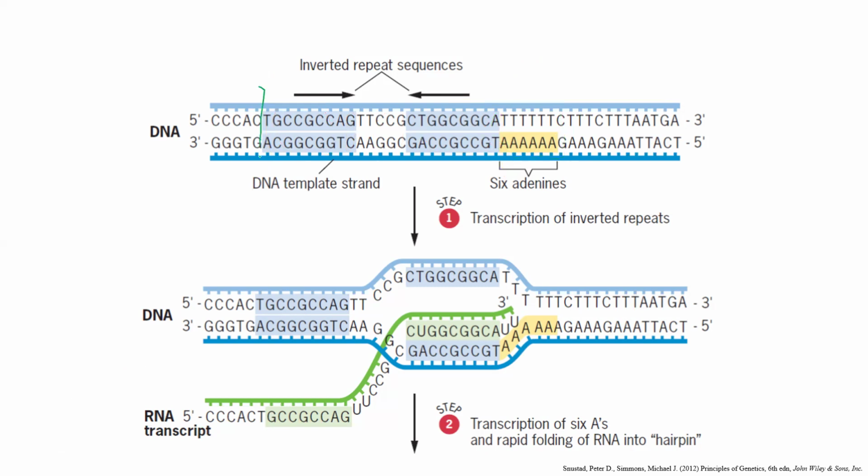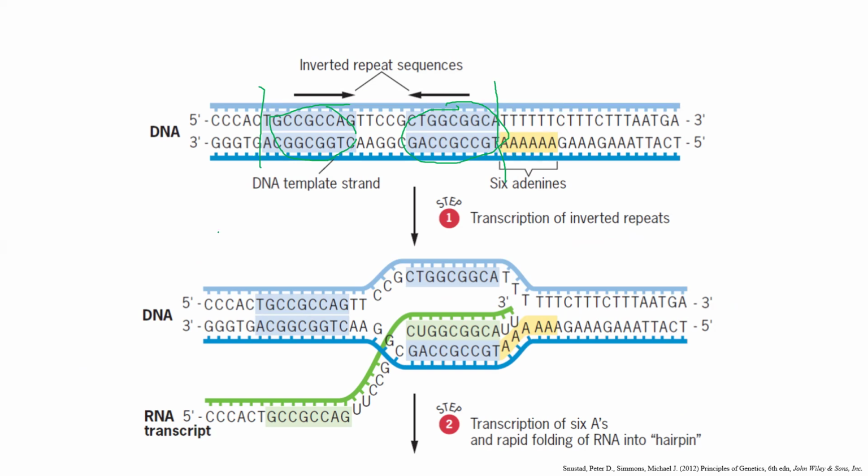This GC-rich sequence has inverted repeats. What do you mean by inverted repeats? The inverted repeat regions are the two shaded regions. One is this and the second one is this. And these inverted repeat regions are inverted. What do you mean by inverted?